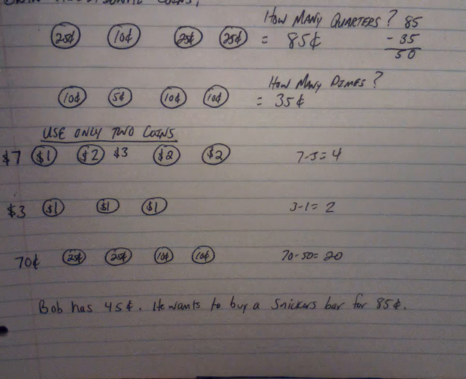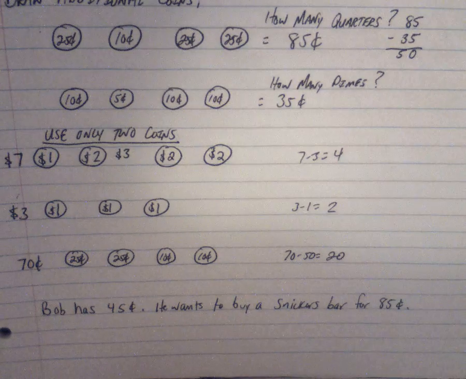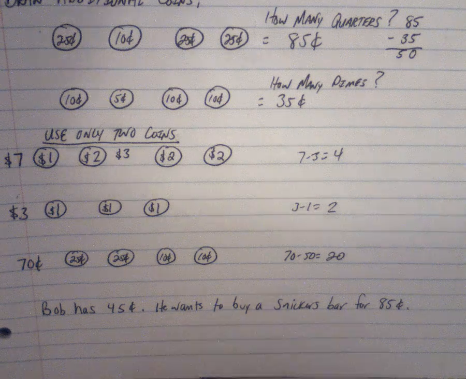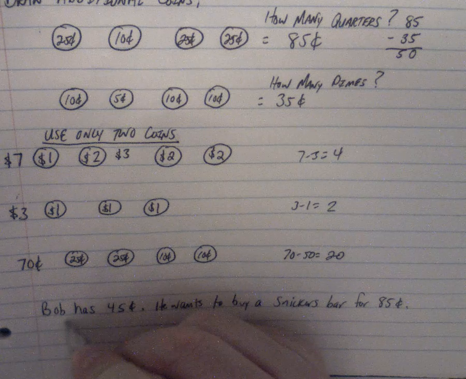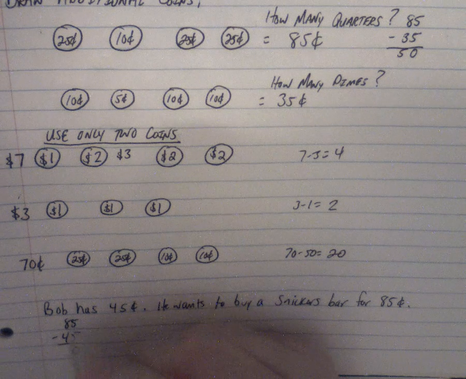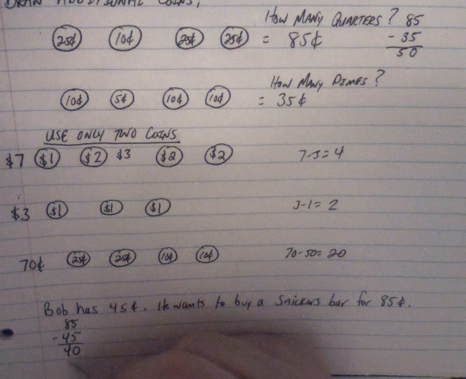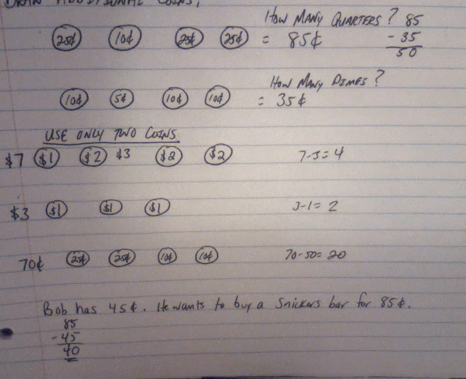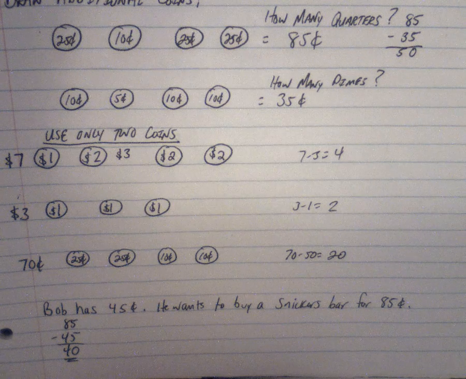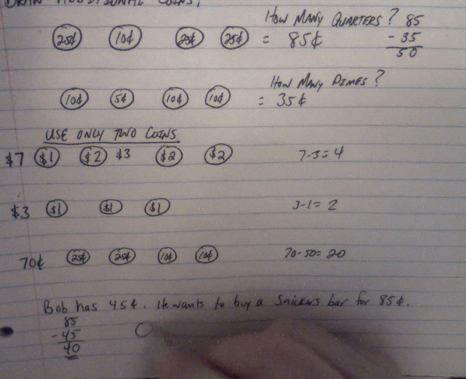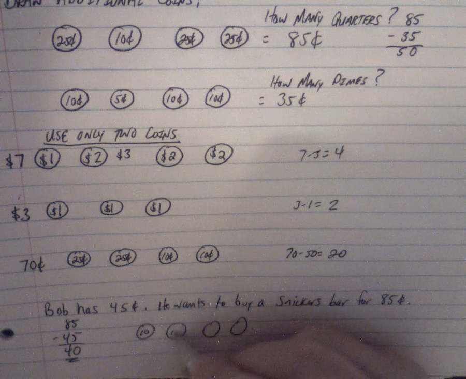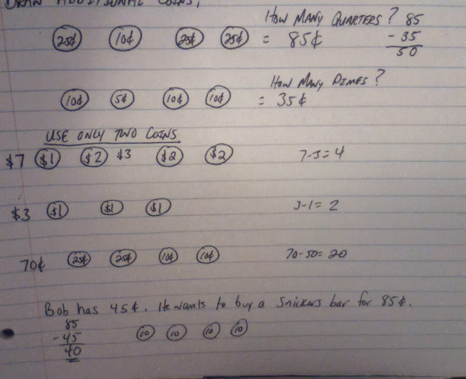So when we take a look, Bob has 45 cents. How much more is Bob going to need in order to buy the Snickers bar? Well, if I take 85 and I subtract 45, I get 0. 4 to 8. So I'm going to need 40 more cents. Okay? What combination of coins could I use to get 40 more cents? Well, my mind would think 4 dimes. Right? 10, 10, 10, 10.